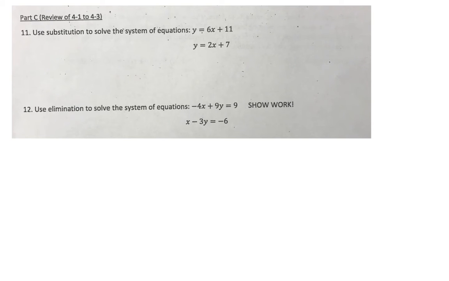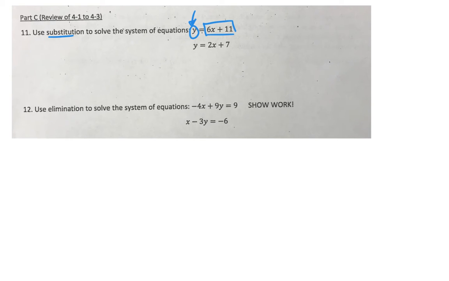Alrighty, here's part C of the test review. It says use substitution to solve the system of equations. And so since I have one variable that's isolated, that means anytime I see a y, I'm going to replace it with 6x plus 11.